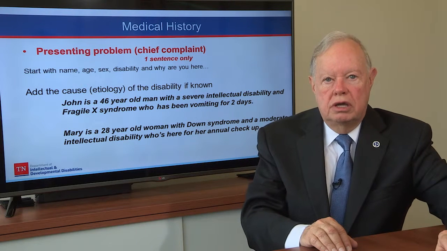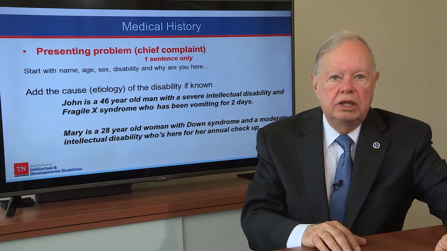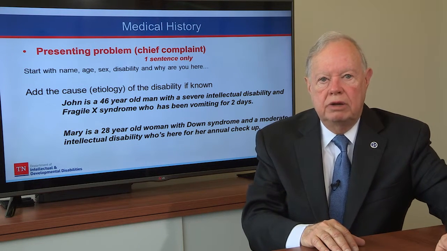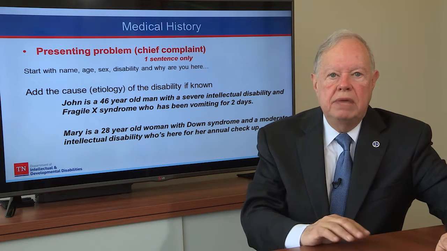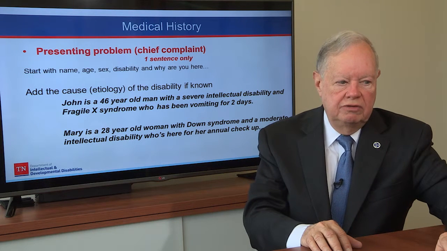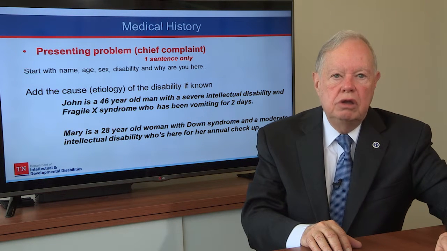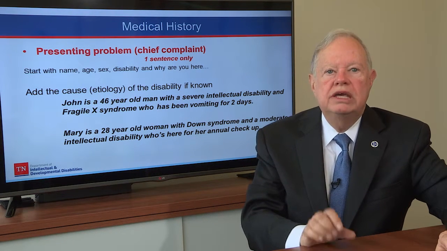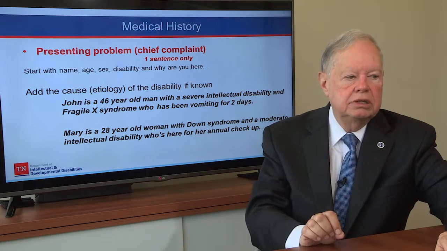If you know the cause, and again, depending upon the experience and the training of the primary care provider, that may have more meaning for some than others, but it is important information. So if you know that, that's also worth including in that initial statement.